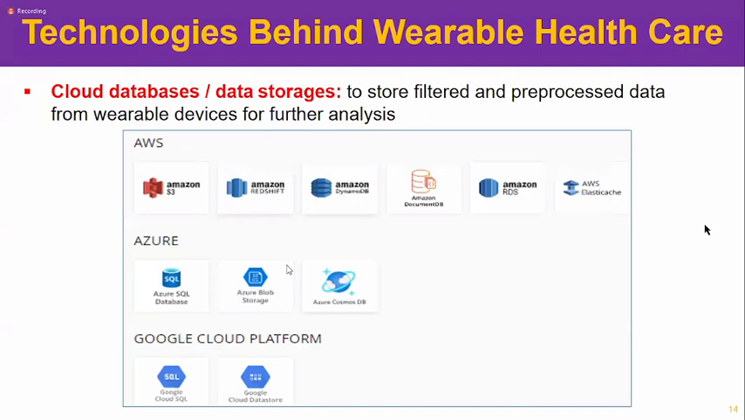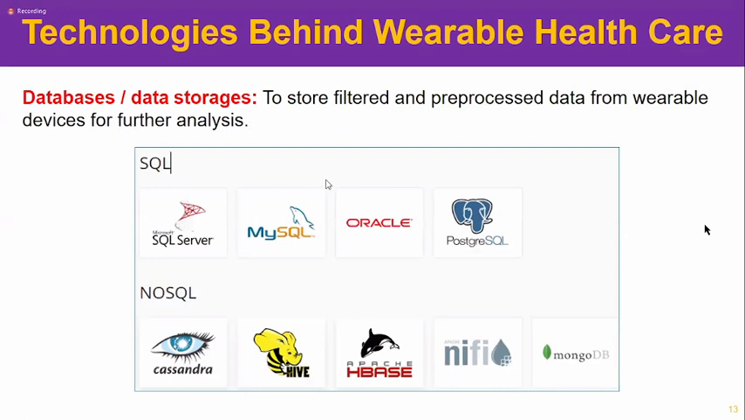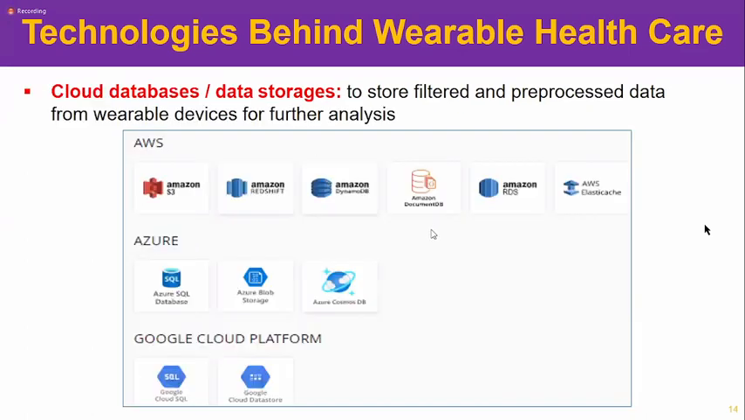Okay, this is a higher layer. First we have the data lake, then you have the database or data storage, and then you have the next higher layer. This also does filtering and pre-processing of data from wearable devices for further analysis, meaning for further access by the application. It also processes your raw data and saves it in a structured manner, so that whatever information you need can be easily accessed from the data structure.